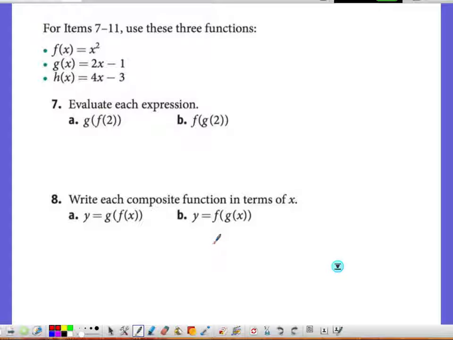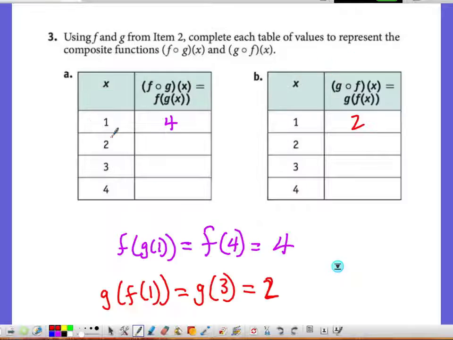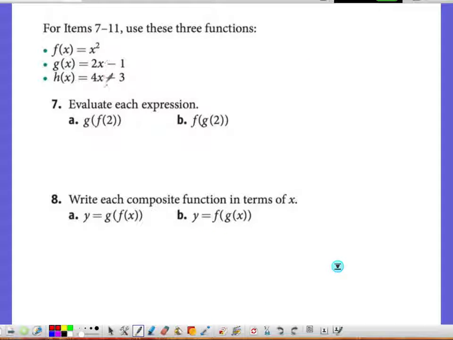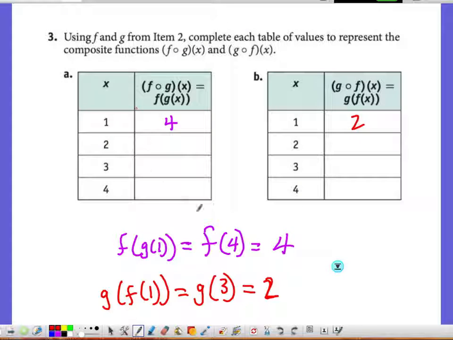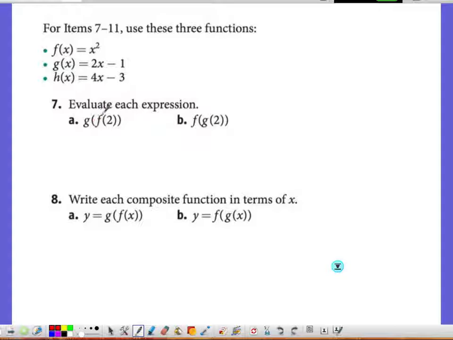For items 7 through 11, use the three functions f of x equals x squared, g of x equals 2x minus 1, h of x equals 4x minus 3. So the first thing we want to do is evaluate each expression. Notice here we no longer have tables to work with, but instead we have the functions themselves in equation form. So how are we going to evaluate this? Well, same thing that we did last time. Notice here in g of f of 2, my inner function is f of x, which means I'm going to start using this first and find what f of 2 is.